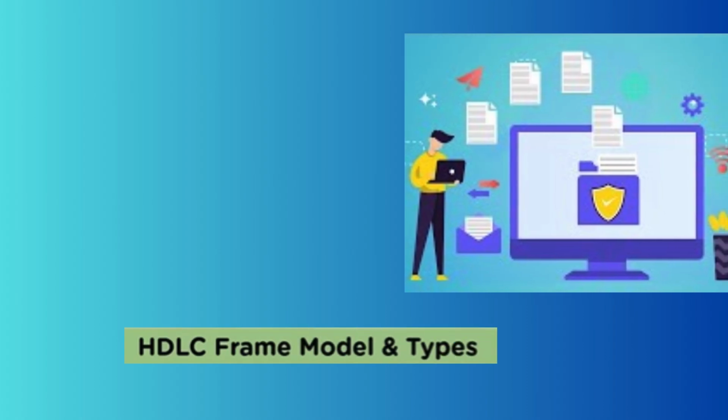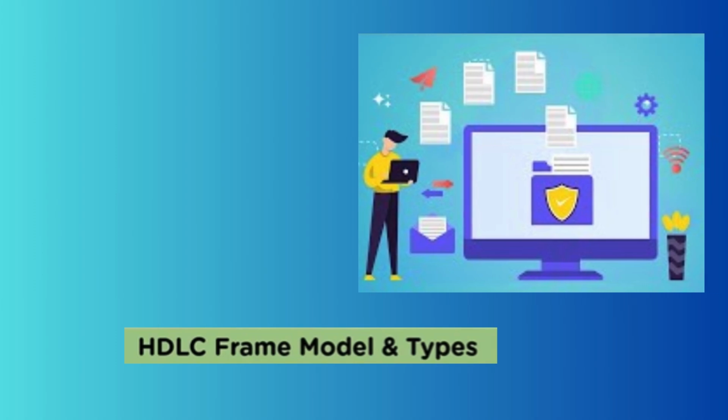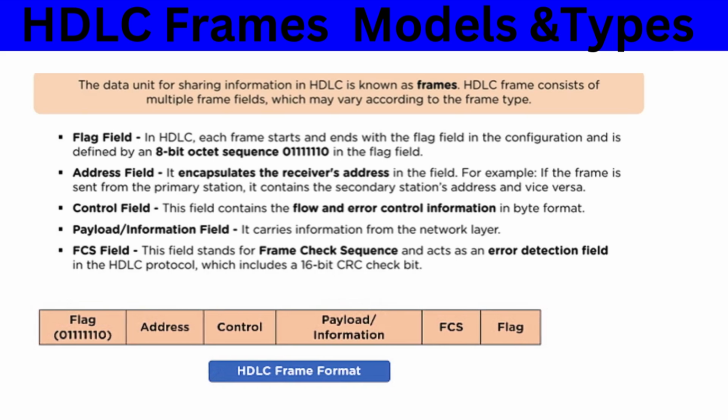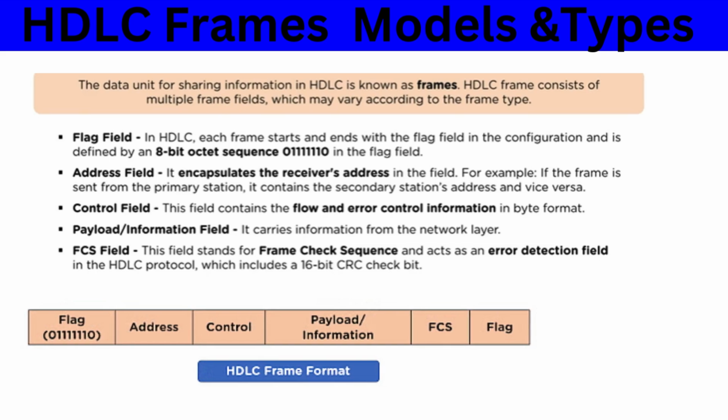Moving on, let's take a look at HDLC frame models and types. The data unit for sharing information in HDLC is known as a frame. An HDLC frame consists of multiple frame fields, which may vary according to the frame type. Generally, HDLC consists of 5 different fields. The first one is the flag field. In HDLC, each frame starts and ends with the flag field, defined by an 8-bit octet sequence 0, 1, 1, 1, 1, 1, 1, 0.